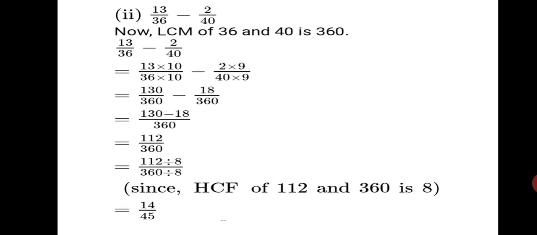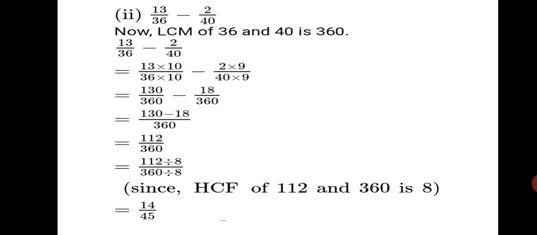Second sum, 13 upon 36 minus 2 upon 40. Now the LCM of 36 and 40 you have to find out, which is 360. Now 36 tens are 360 and 4 nines are 36, means 40 nines are 360. So this way we can take the proper numbers to multiply. 13 upon 36 is multiplied by 10 in numerator and denominator. Minus 2 upon 40 is multiplied by 9 in numerator and denominator each.